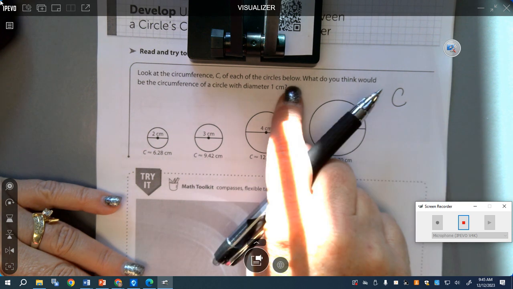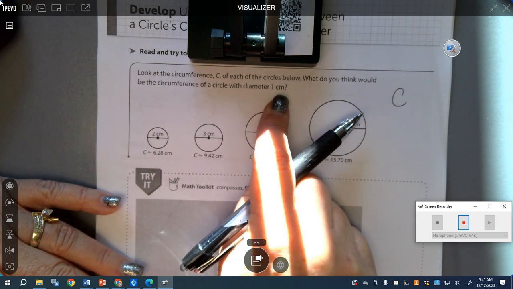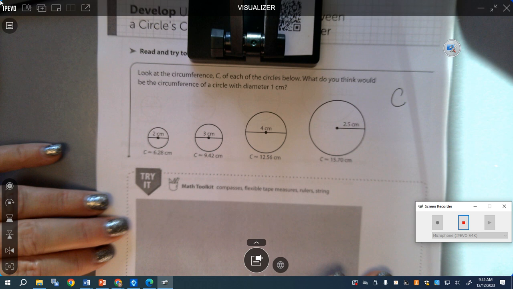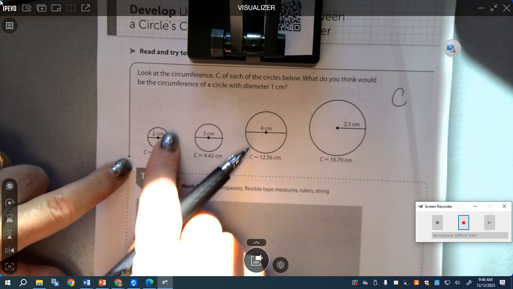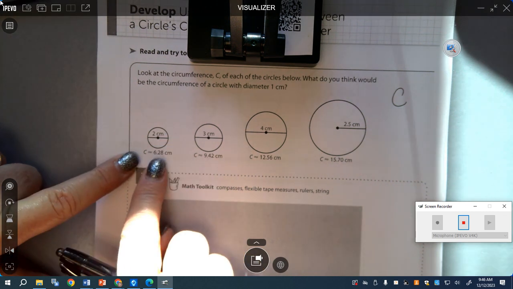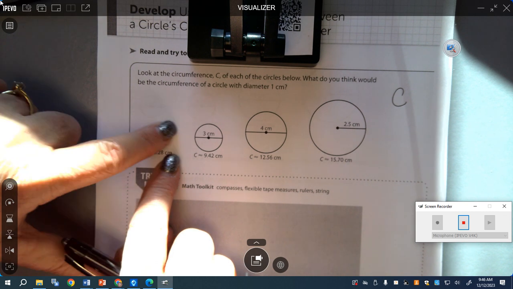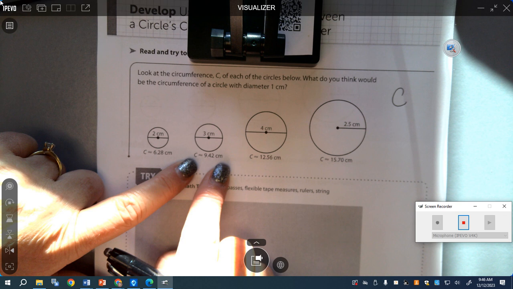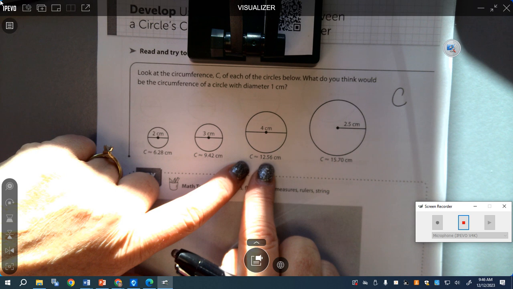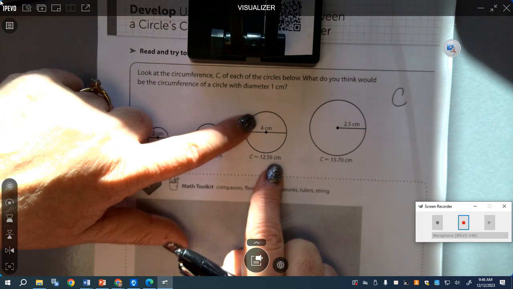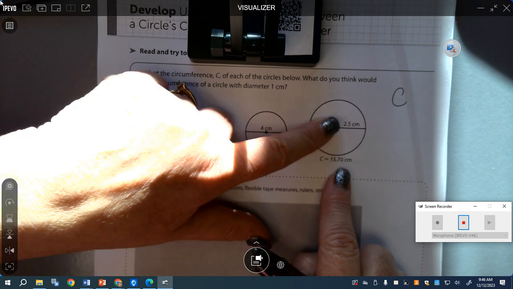What do you think would be the circumference of a circle with a diameter of 1 centimeter? In order to do that, we're going to take a look at this first example. My circumference is about 6.28, and the diameter of this is 2. The circumference of this one is 9.42, and the diameter is 3. The circumference of this one is 12.56, and the diameter is 4. Look at this one. The circumference is 15.70 with a diameter of 2.5.